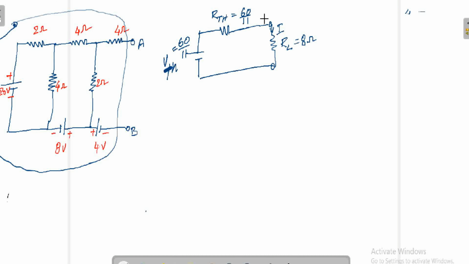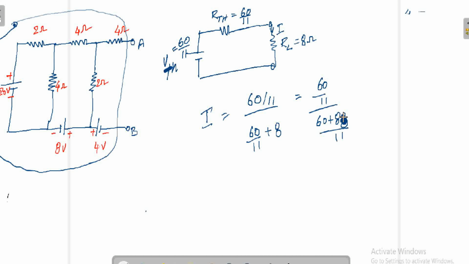So how to find the current? These two are in series, so the current is equal to total voltage by total resistance. Total voltage is 60 by 11, divided by 60 by 11 plus 8. This is RTH and this is RL. So 60 by 11 by, this is your 88, 60 plus 88 by 11. So 11 gets cancelled.